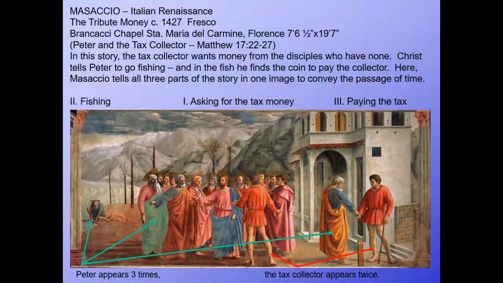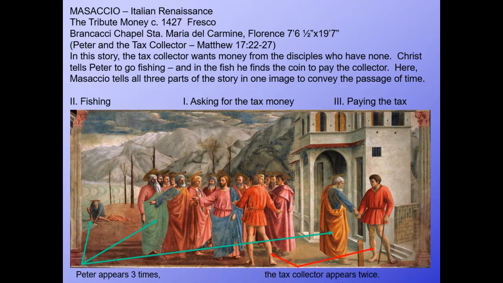Another way of creating a sense of passage of time is this example from the Renaissance by a painter named Masaccio. Masaccio is telling a story with a beginning, middle, and end, all in one image. It's all seemingly happening at once.